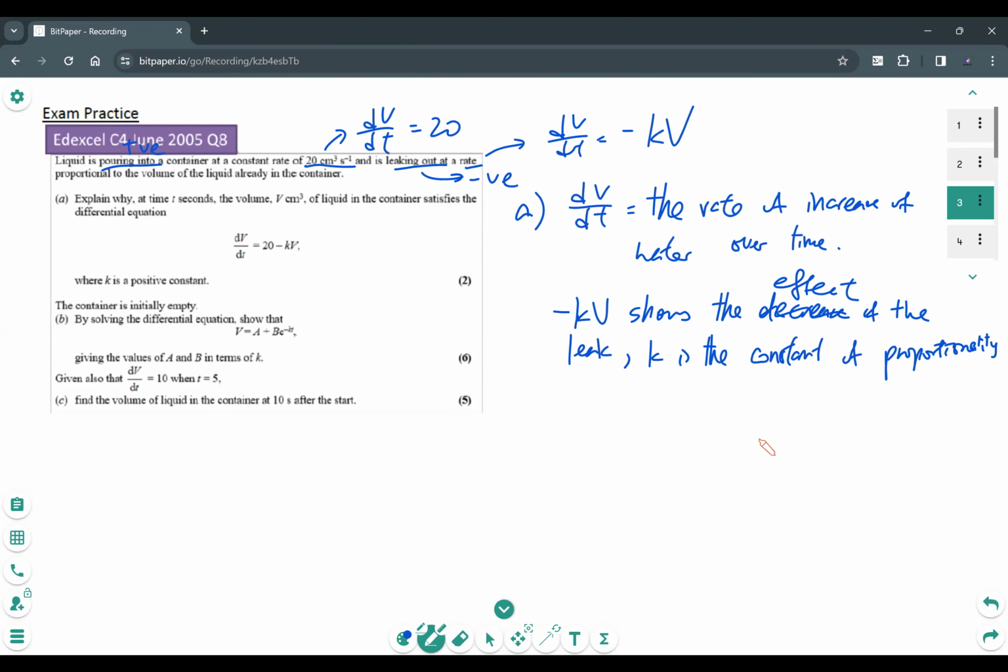These questions are quite rare nowadays. They probably ask you to work this out from the beginning rather than asking you to rough it out or write out whatever. The container is initially empty. By solving the differential equation, show that V equals A plus B e to the power of negative kt, giving the values of A and B in terms of k.